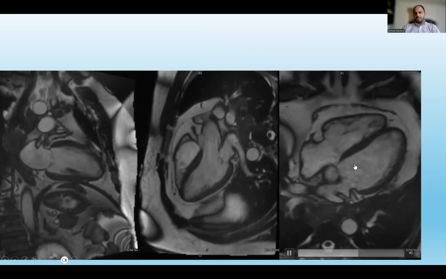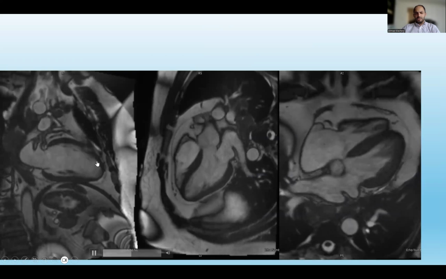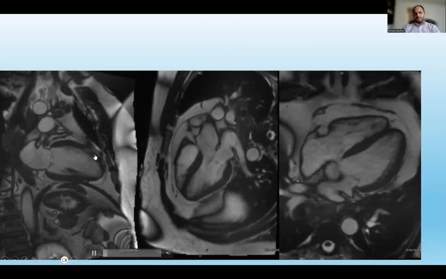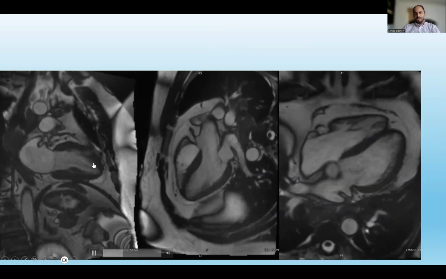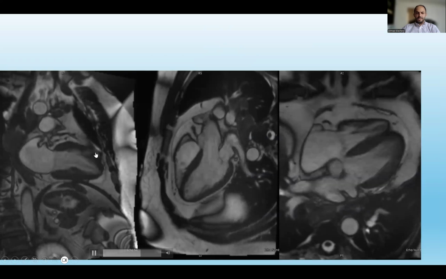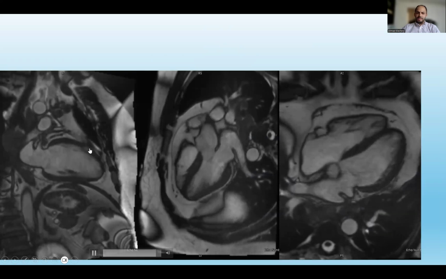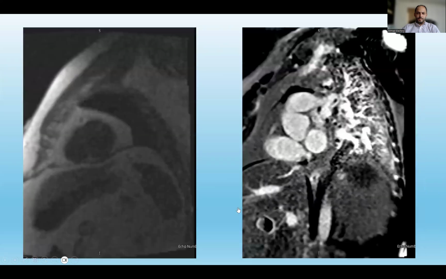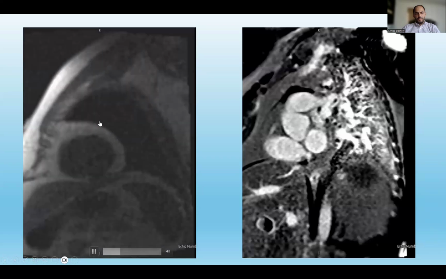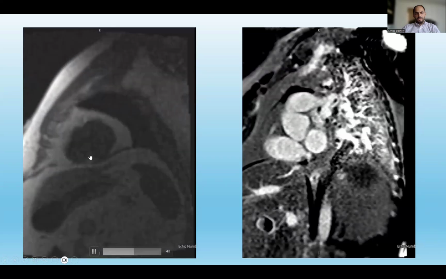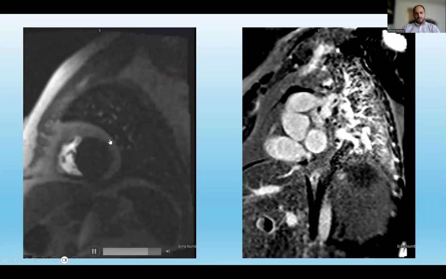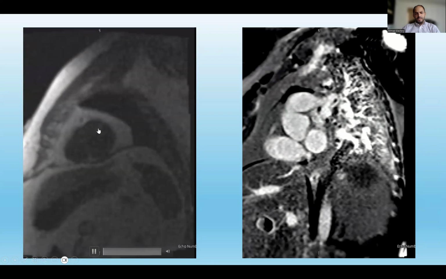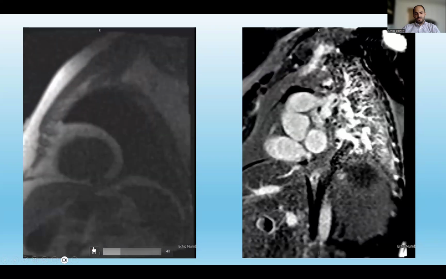If you don't see anything unusual here, I'll direct your attention to this area. This is the anterior wall, mid to distal. We do our cine images in our lab after giving the contrast, and as you can see, there is something that's lighting up here. These are perfusion images. The mass is here. There is normal perfusion in the left ventricle, and the mass as well gets some of the contrast.